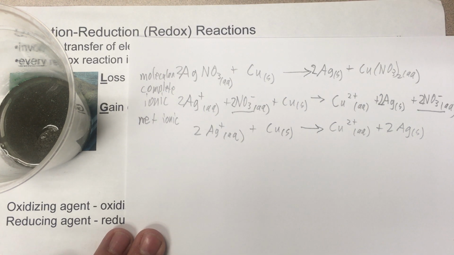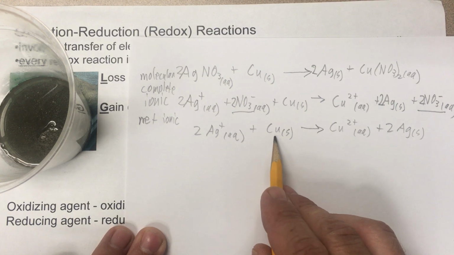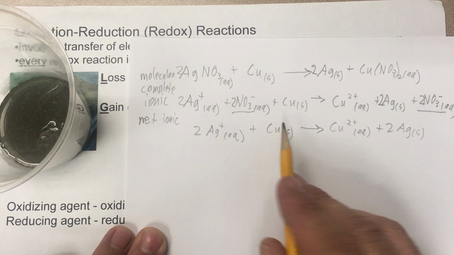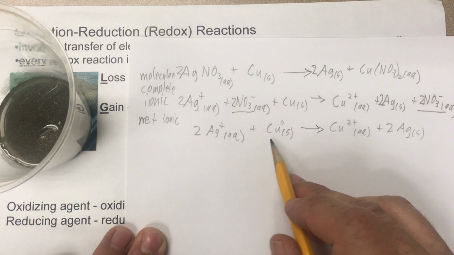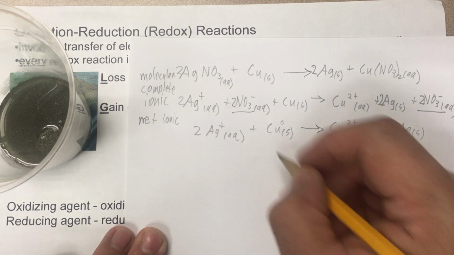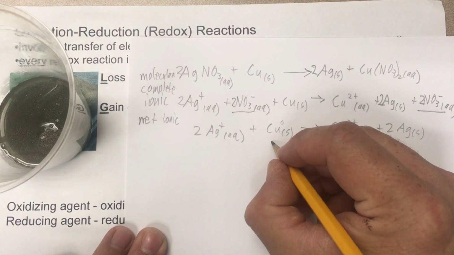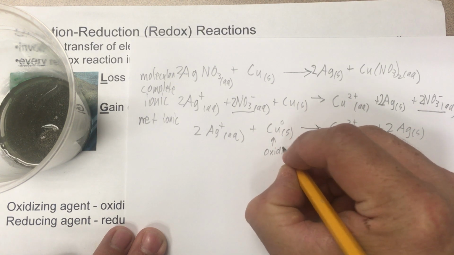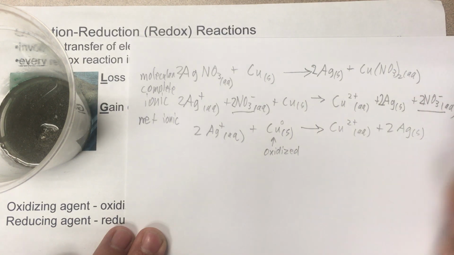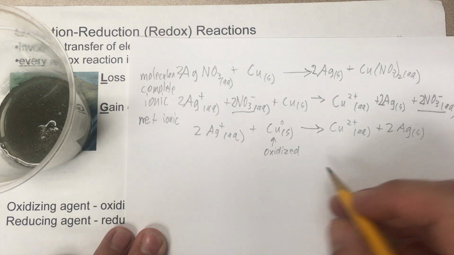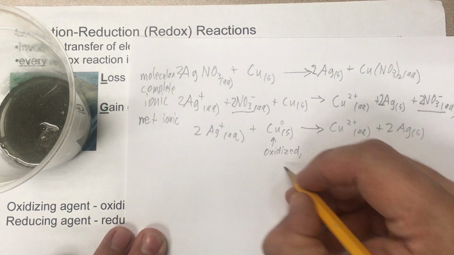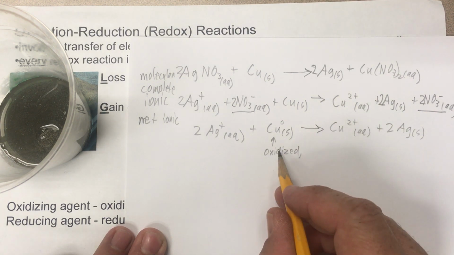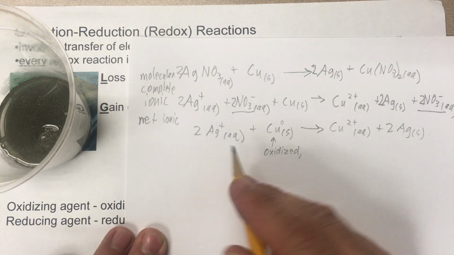Now, let's think about this. Let's take a closer look. We have the copper increasing from copper 0, if you want to call it copper 0, to copper 2. And so this species is being oxidized. When you talk about what's being oxidized and what's being reduced, you're really talking in the context of the reactants. So this is being oxidized, and this causes the reduction of the silver.